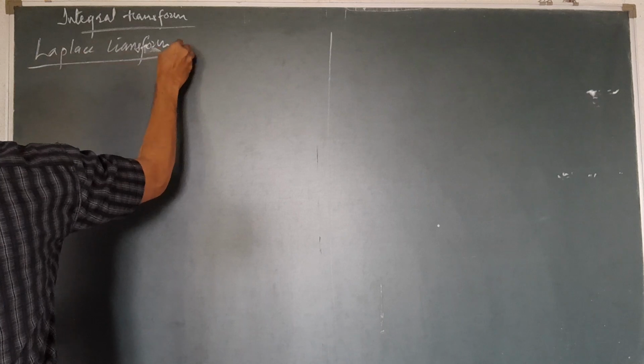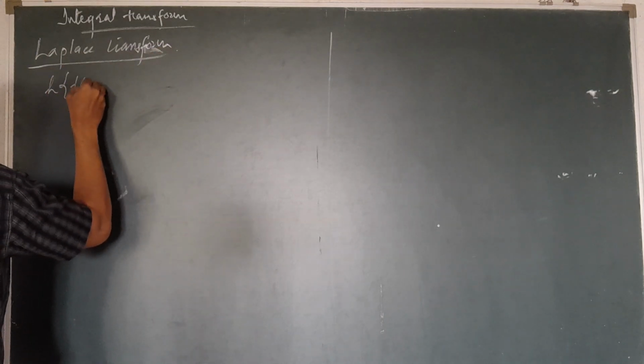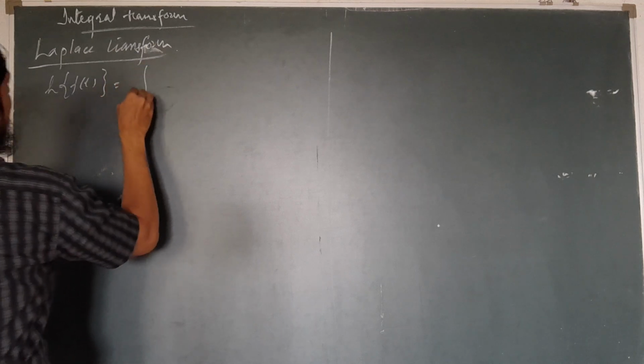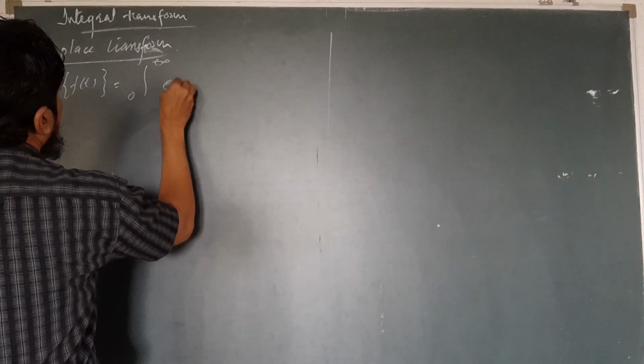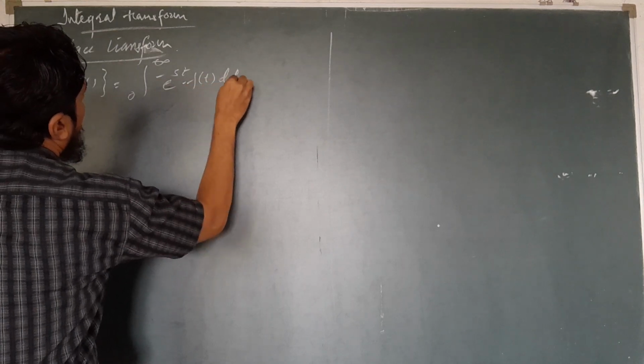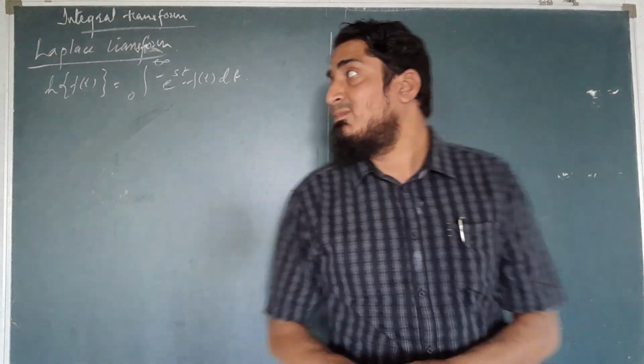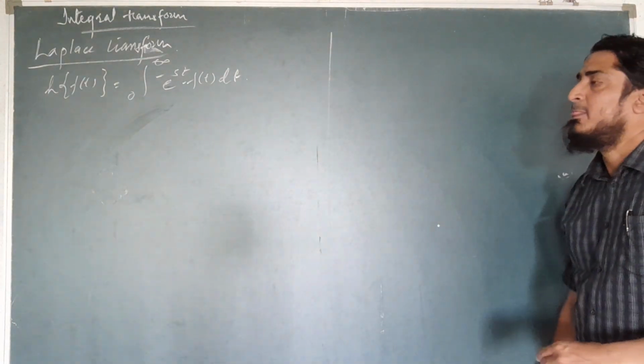The Laplace transform of f of t, where f of t is a real valued function, is equal to the integration from 0 to infinity of e raised to minus st f of t dt. Correct? And it is the definition of the Laplace transform of f of t.